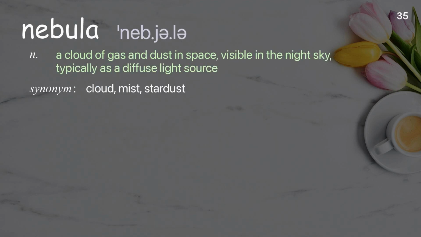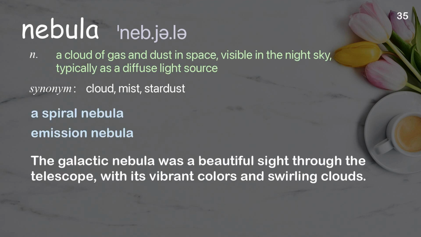Nebula. A cloud of gas and dust in space, visible in the night sky, typically as a diffuse light source. Examples: A spiral nebula. Emission nebula. The galactic nebula was a beautiful sight through the telescope, with its vibrant colors and swirling clouds.